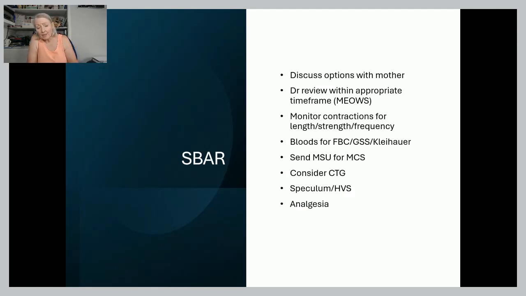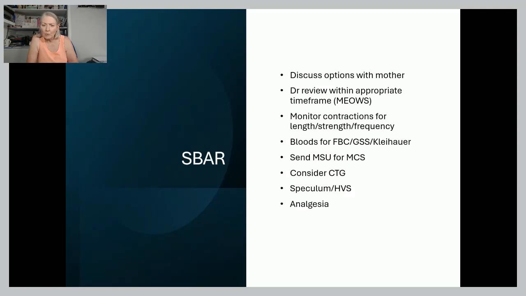She did have some blood and some leukocytes, but you're going to get a repeat MSU from her and send it off for microscopy, culture and sensitivity. Consider another CTG, or certainly monitoring the fetal well-being. So it may be that you're intermittently auscultating, or it may be that you're going to do another CTG before she goes wherever she's going.